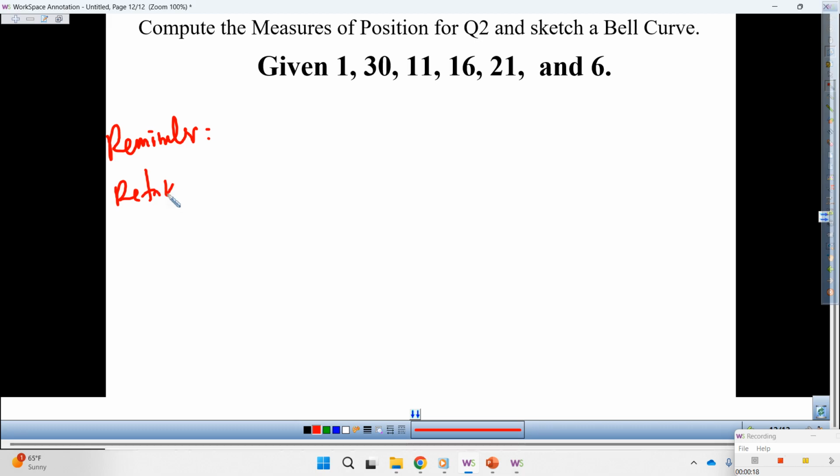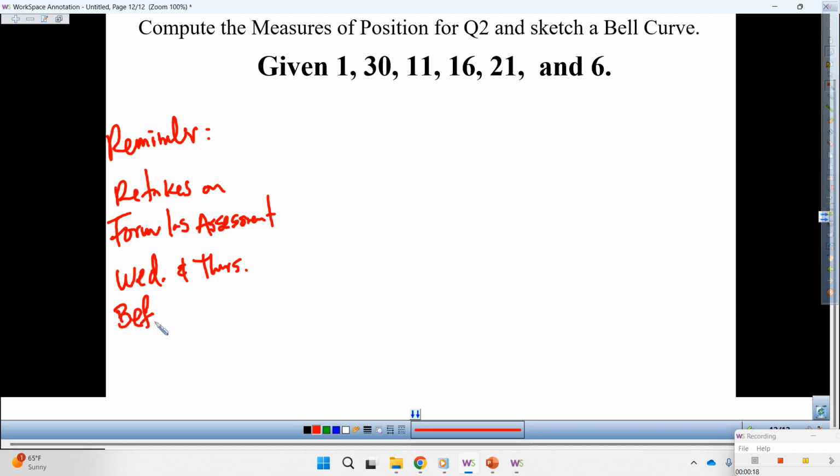Retakes on formulas assessment, Wednesday and Thursday, before or after school and during advisory.